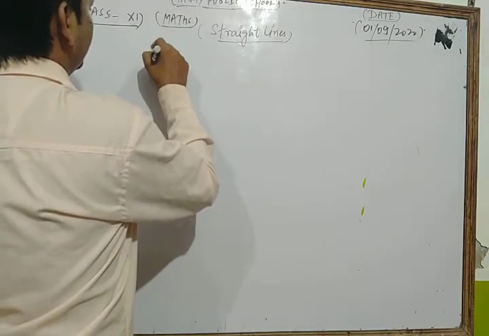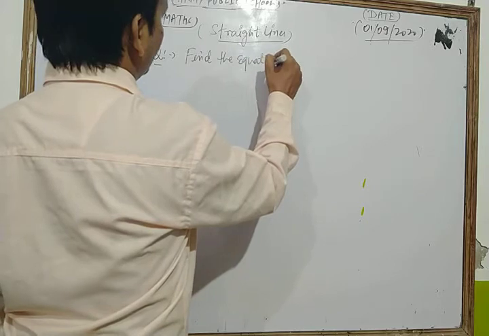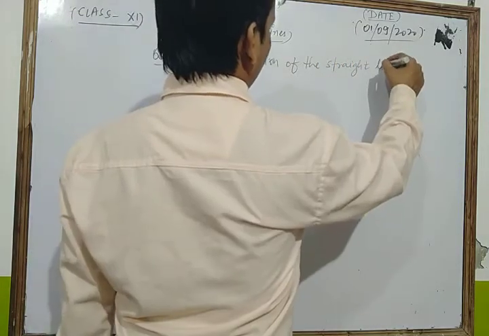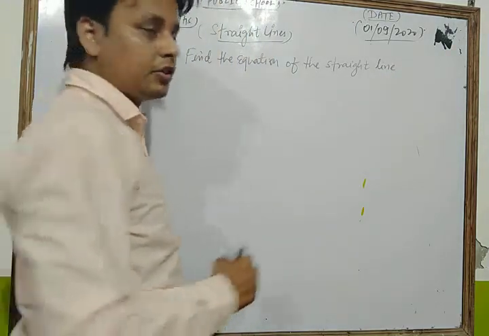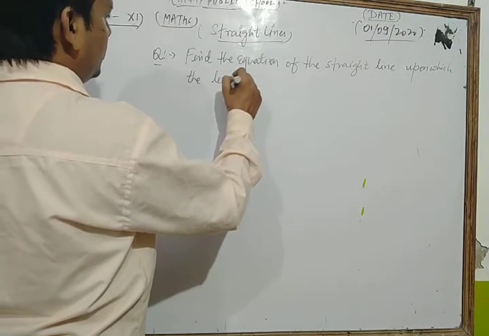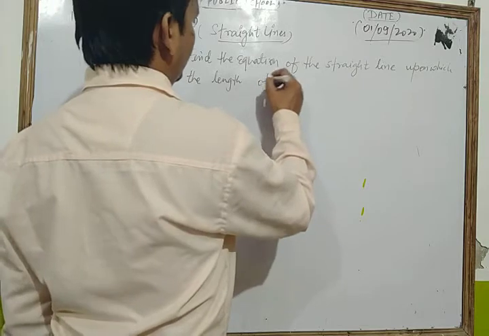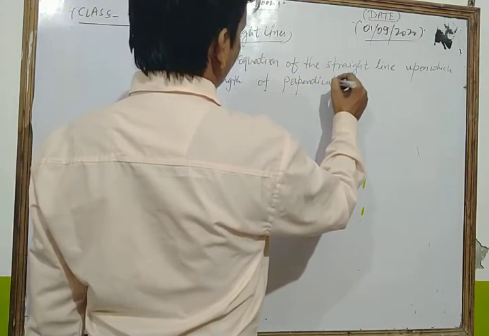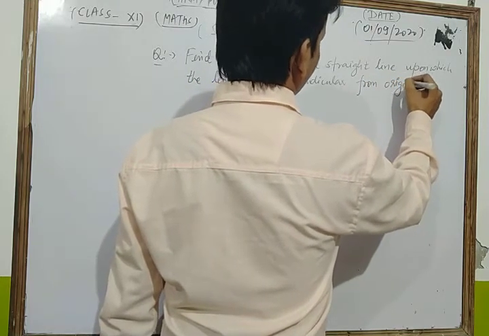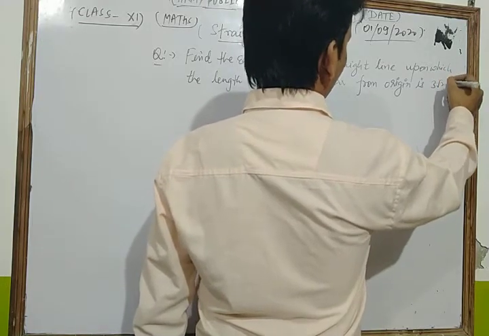Take a question, dear students. The question is, find the equation of the straight line upon which the length of the perpendicular from the origin is 3 under root 2 units.